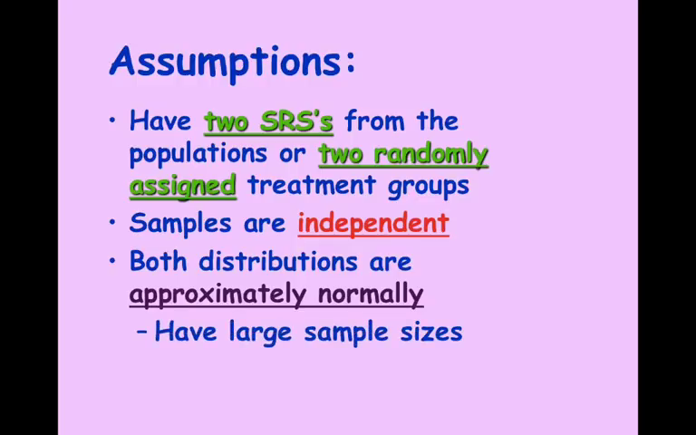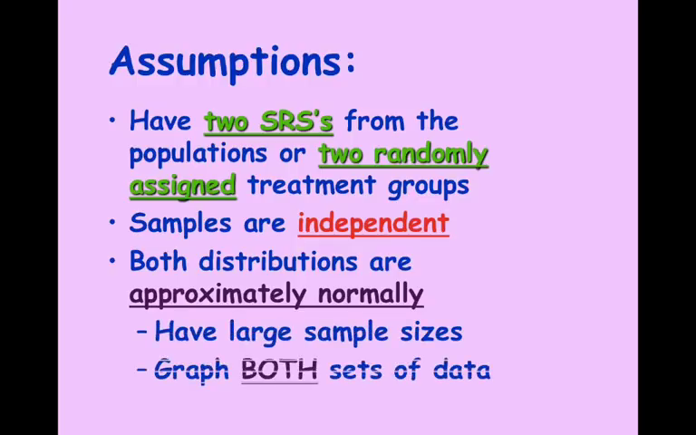So we're either going to have to check that both samples have large enough sample sizes for our central limit theorem, so at least 30, or that both graphs of our sets of data, we're going to have to graph both. Either we look at 2 normal probability plots and they're both linear or approximately linear to give us an approximately normal distribution, or we're going to look at 2 box plots and verify that there are no outliers and both distributions are approximately symmetric.